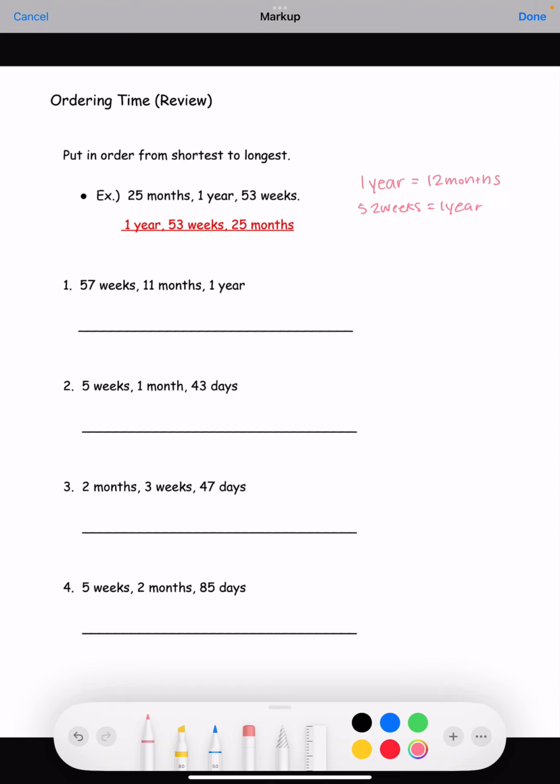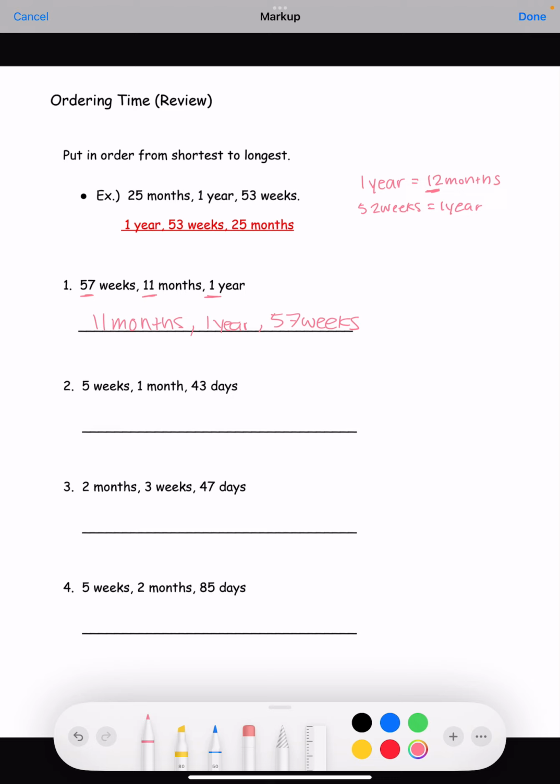We have 57 weeks, 11 months, and 1 year. So which one is less than a year? 52 weeks is 1 year, so 57 is over a year. 11 months is less than a year because 1 year has 12 months, and 1 year is 1 year. So 11 months is the shortest, so you will write 11 months first. Then you'll write 1 year, and then you will write 57 because it is over 52.